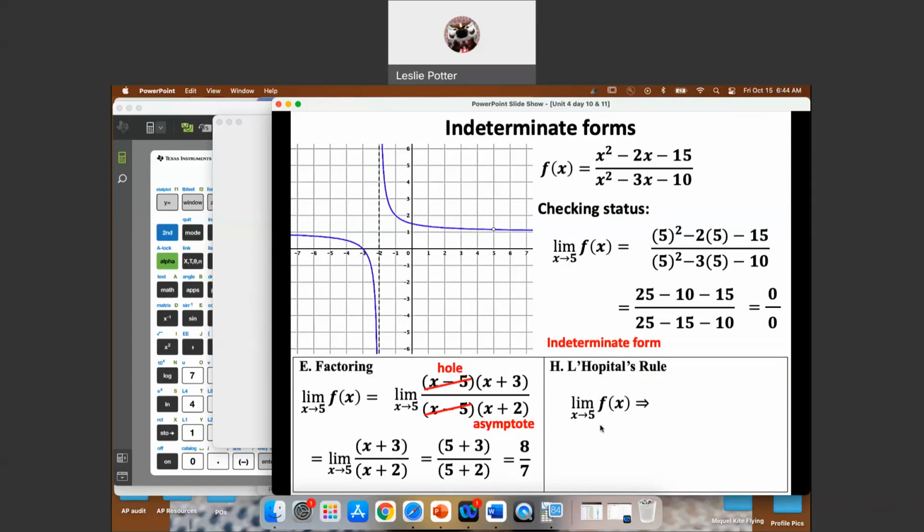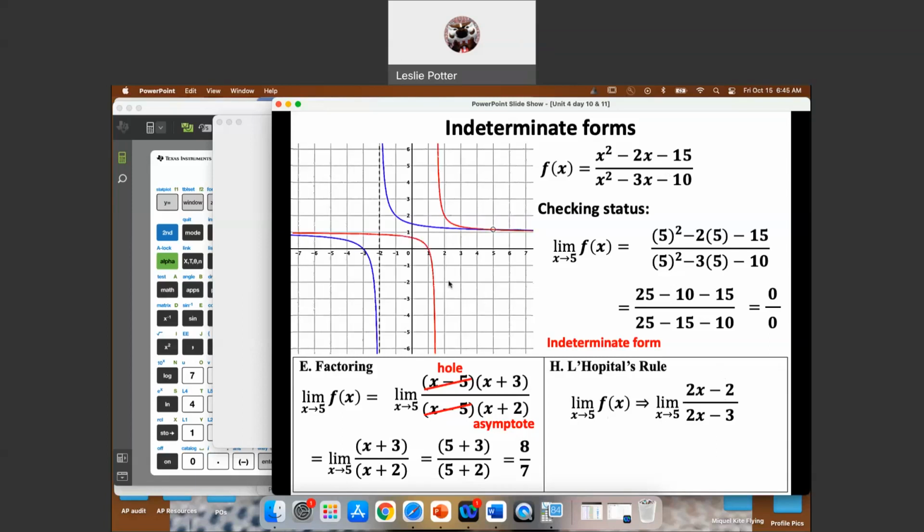We take the limit as x approaches 5 of a function, and that function is rational, like we have up there. We can literally differentiate the top. Look at this, 2x minus 2, right? If we look at the top all by itself, the derivative of the top is 2x minus 2. And we can differentiate the bottom. So again, look at the bottom here, right? Take the derivative, it's 2x minus 3. And this limit does exactly the same thing as the original question.